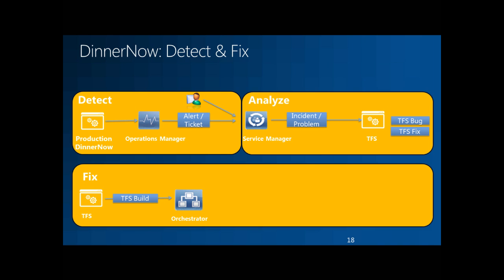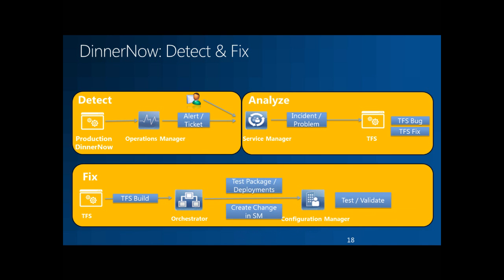Once we take that build and tell TFS that we have completed it, Orchestrator will pick up that build and pump it into Configuration Manager. So we're taking the software from where we're building it and moving it over into Configuration Manager, where we create a package using Orchestrator. Over there, we create a test package, associate it with the deployments, and push that into our test environment.